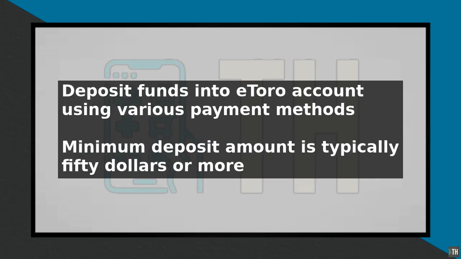eToro offers a wide range of financial instruments, including stocks, cryptocurrencies, commodities, and indices. You can use the search bar to find specific assets or browse through the various categories. When you find an asset you want to buy, click on it to open the trading window. Here, you can set the amount you want to invest and review the trading terms. Make sure you understand the fees and risks involved before you make a trade.